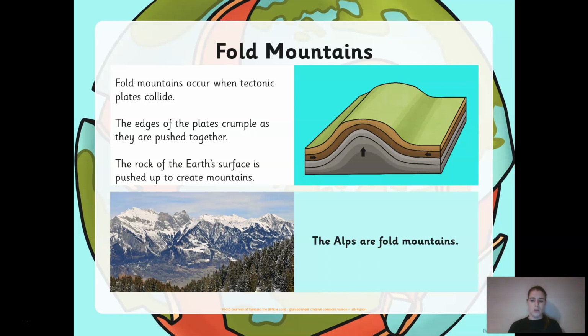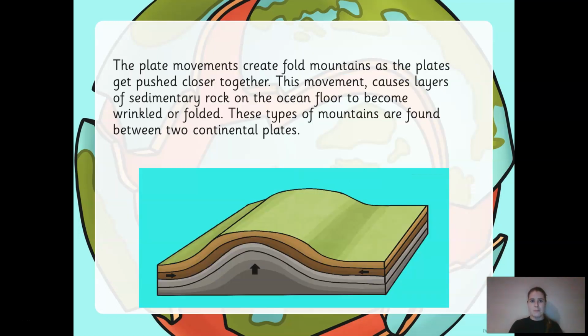Now, an example of this that you will know about, because we've looked at this already, is the Alps. So the Alps are actually fold mountains. The mountains have dips as they go up and down, and that's due to that pressure from those tectonic plates.